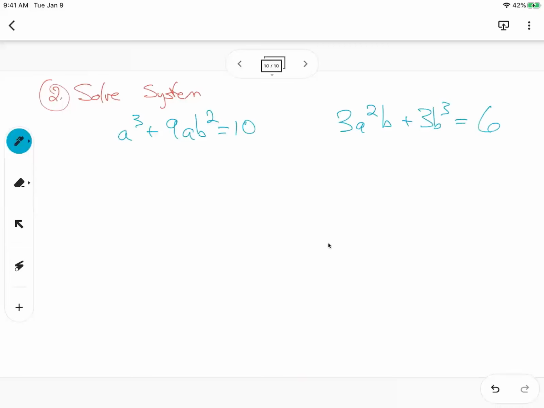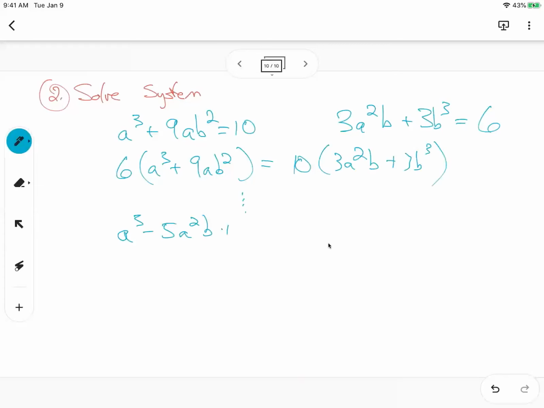If I in essence multiply these by each other, I get 6 times a cubed plus 9ab squared must equal 10 times 3a squared b plus 3b cubed. Simplifying all of this brings me to a cubed minus 5a squared b plus 9ab squared minus 5b cubed equals 0.